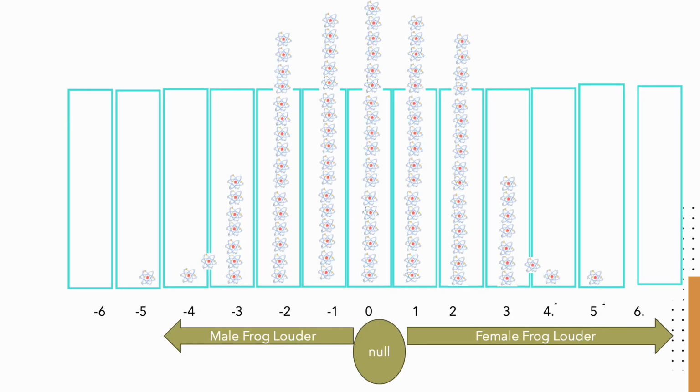Here's my answer. You notice it's a bell curve that is centered around 0. 0 is the null hypothesis being true, right? Positive results, female frogs are louder than males. Negative results, male frogs are louder than females. Your result doesn't have to be exactly like this, but if it looks like this, you're getting the idea.